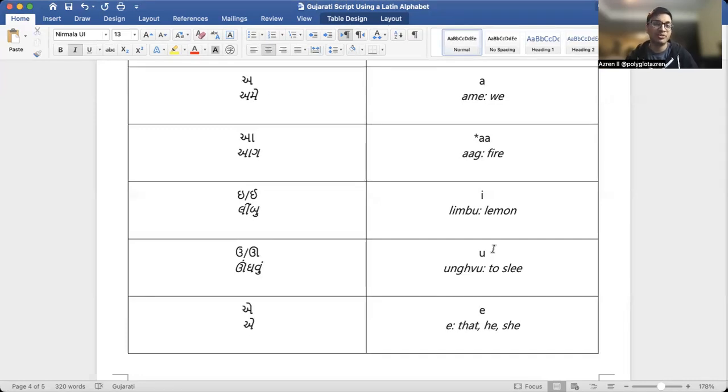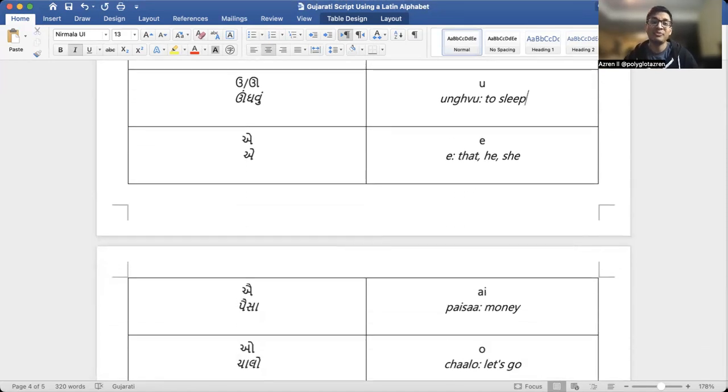Next, we have the U sound. Again, I know there are two different U letters in the script. There's a short and a long U. When we say it, there isn't really a difference in how it's said. They're pronounced the same way. Both of those letters we're going to write with a lowercase u, such as the word ungvu. Ungvu means to sleep.